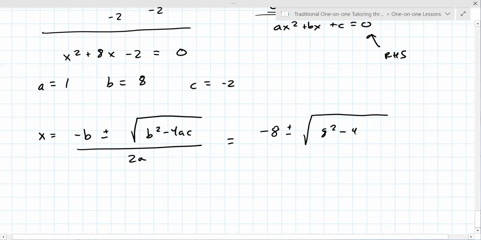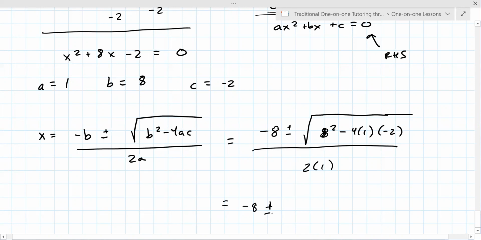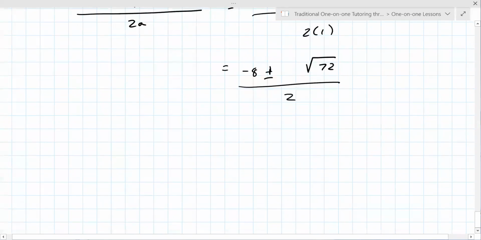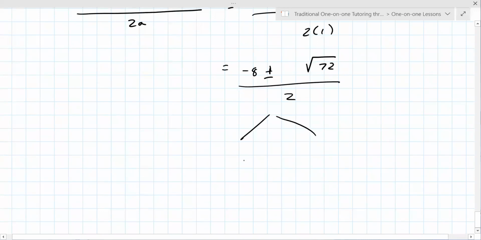So it's 8 squared minus 4 times 1 times -2, over 2 times 1. So then that'll have -8 plus or minus the square root of 64 plus 8. So then that's 72 over 2. I don't think that's friendly. It does not work out nicely.